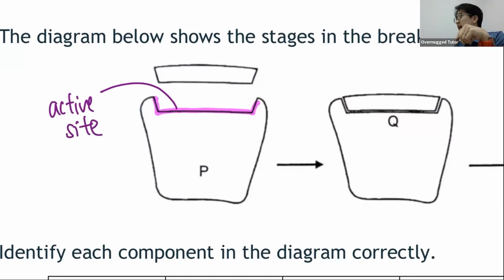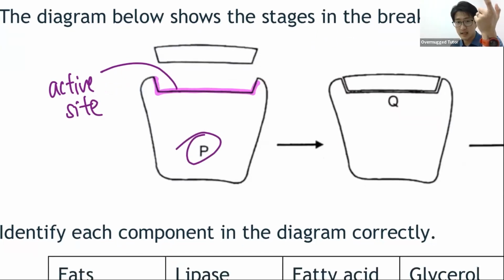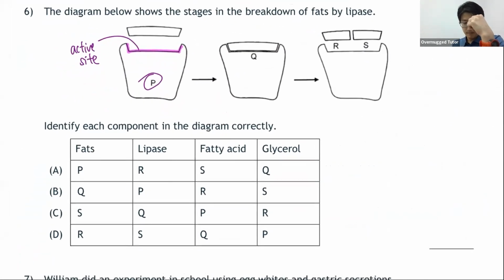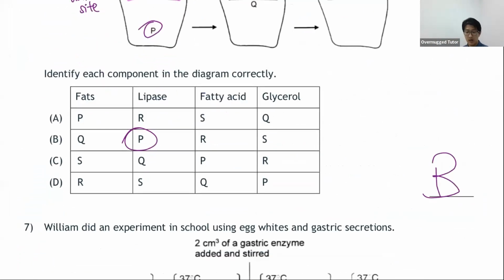And if this is the active site, this region belongs to the enzyme. P therefore has to be an enzyme. Hence, the answer for question 6 is... very good. I made this question too easy. Okay. Awesome. Let's go.